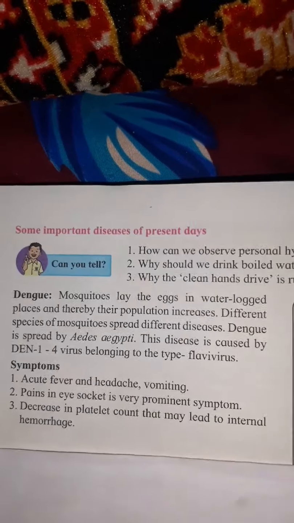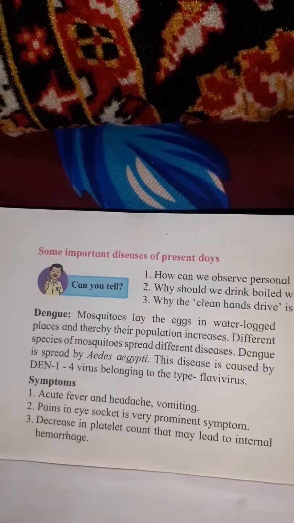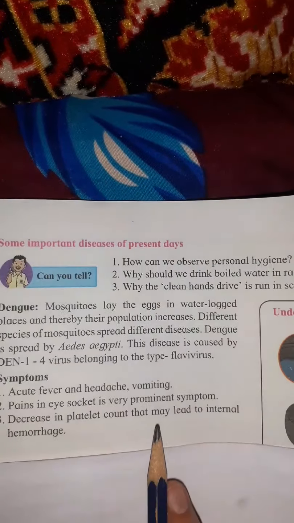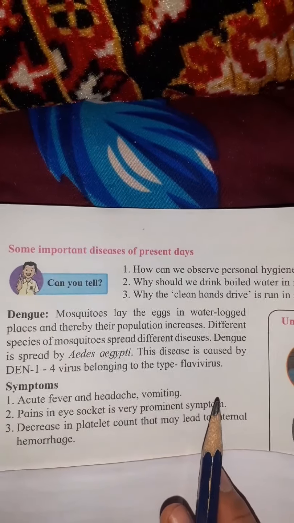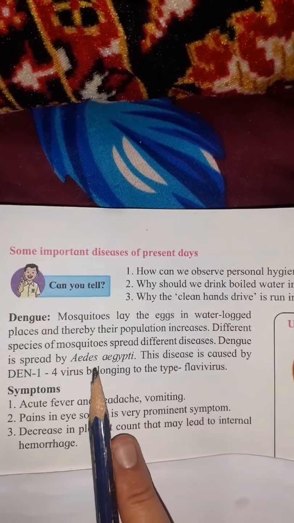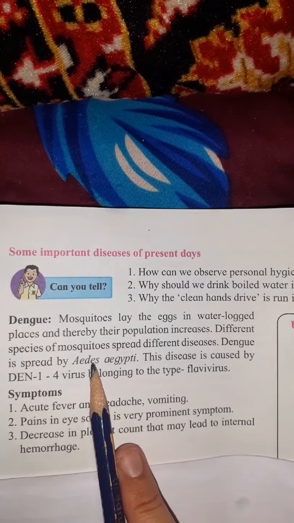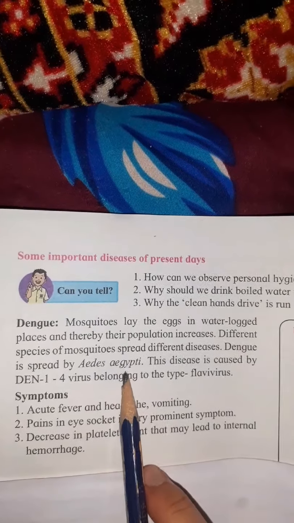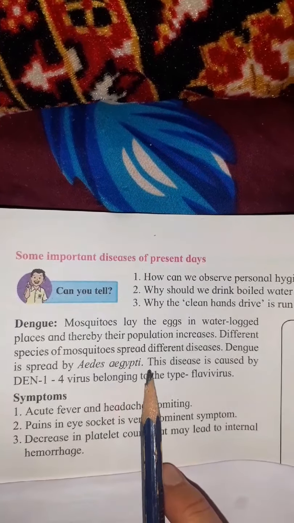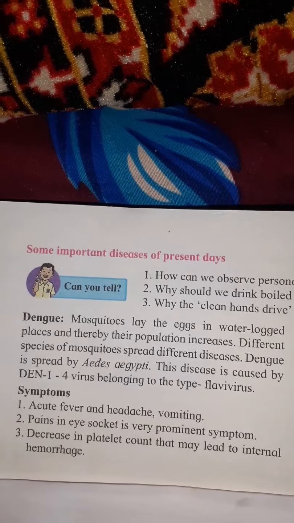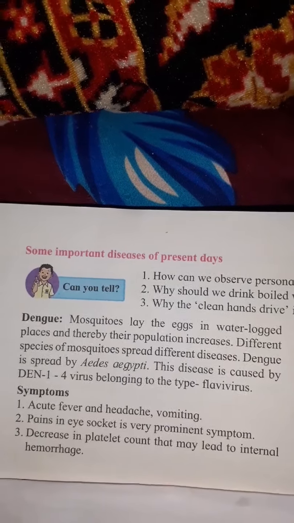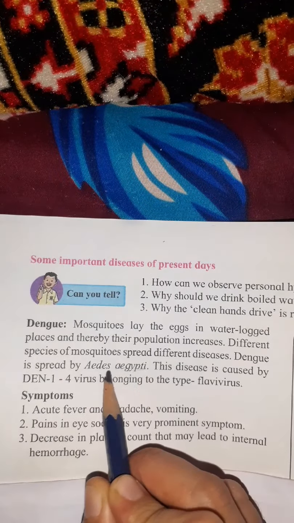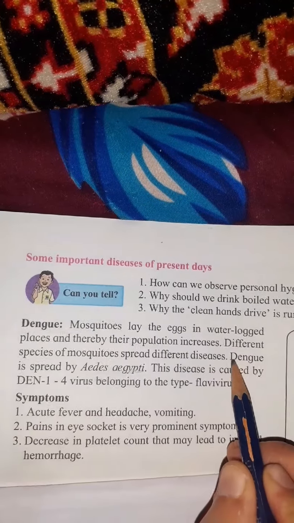Mosquitoes lay eggs in waterlogged places. Waterlogged means where water is stored. At such places, mosquitoes grow and lay eggs, and hence increase in number. Especially there is a species, a type of mosquito, Aedes aegypti. Aedes aegypti is a species of mosquito that spreads dengue.